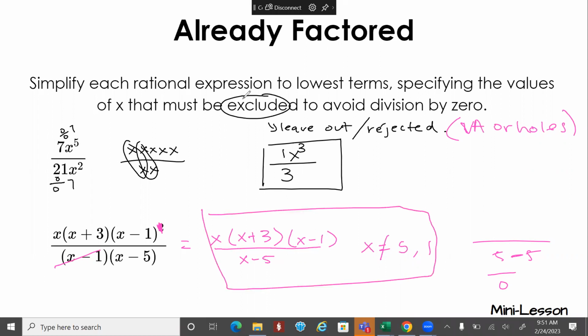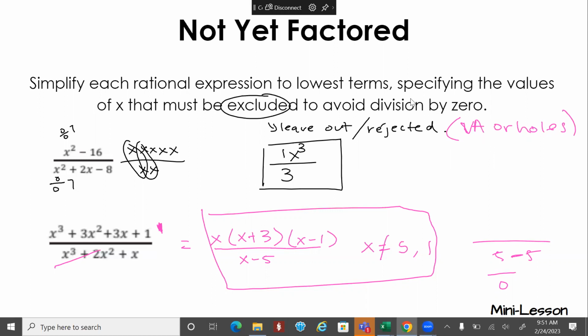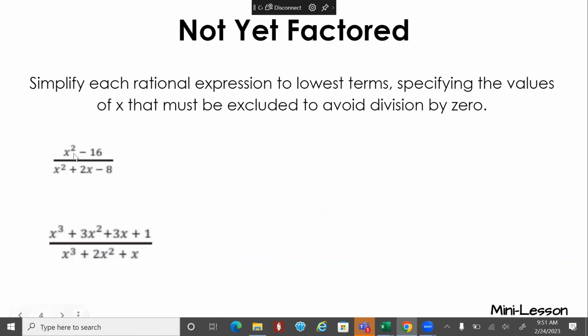Ta-da. Okay, let's go ahead. Yes, Cleveland. Somebody raise their hand. Okay, go ahead and write down these two problems.